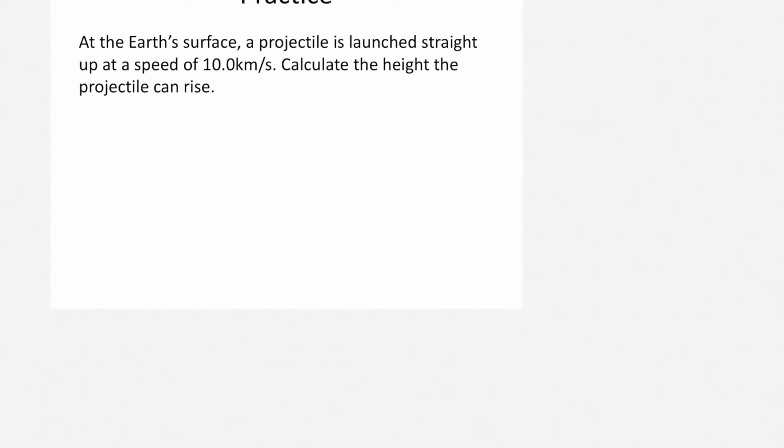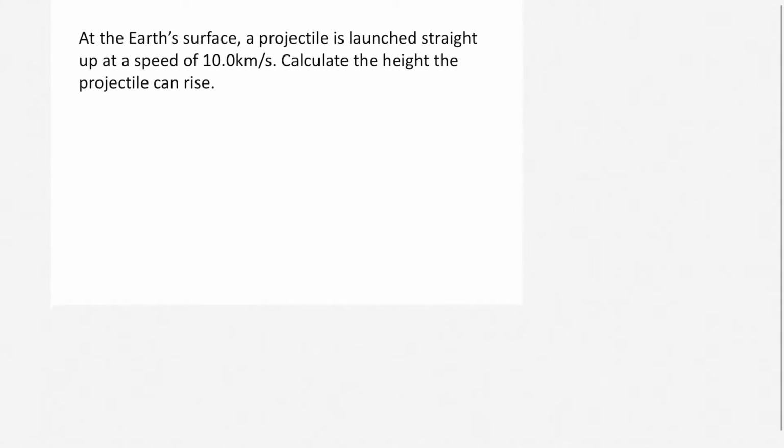At the Earth's surface, a projectile is launched straight up at the speed of 10 km per second. Calculate the height that projectile can rise. So on the Earth, a projectile is fired and moving upward, and I would like to discover the height this projectile can rise. Then we could use the energy conservation.